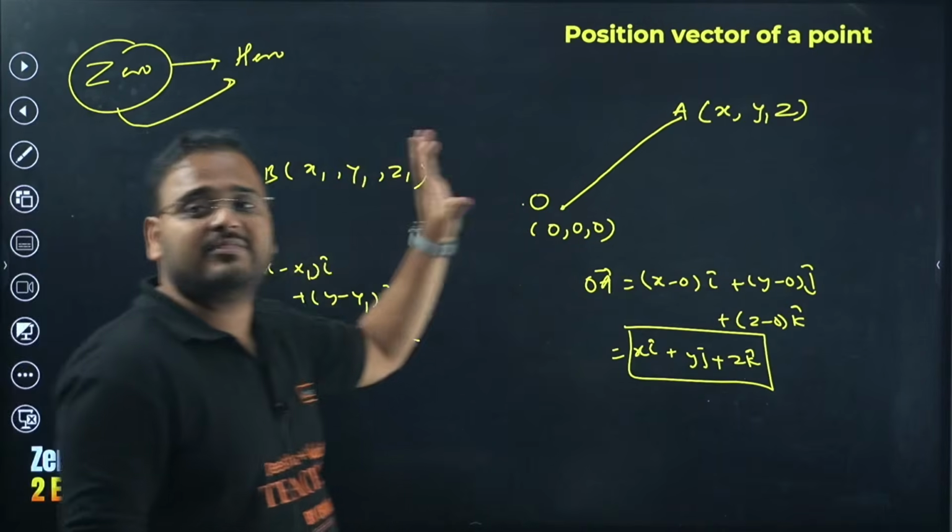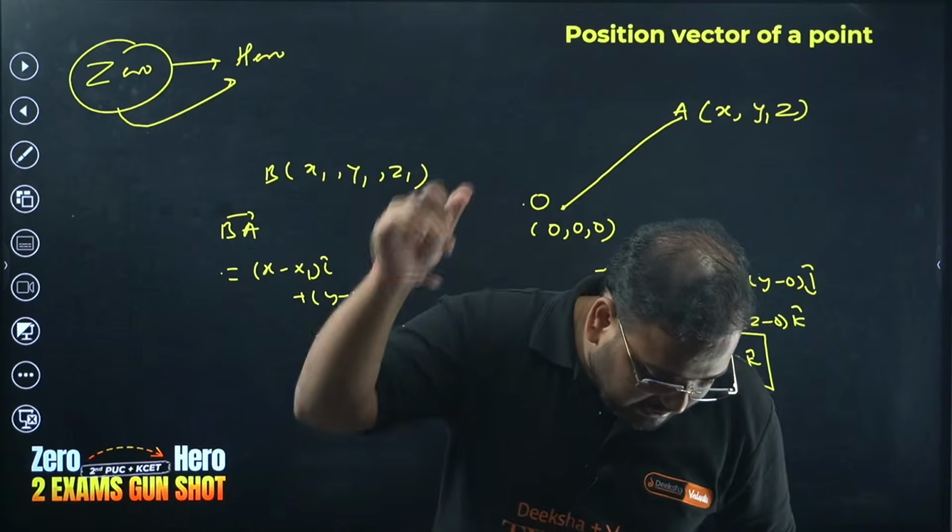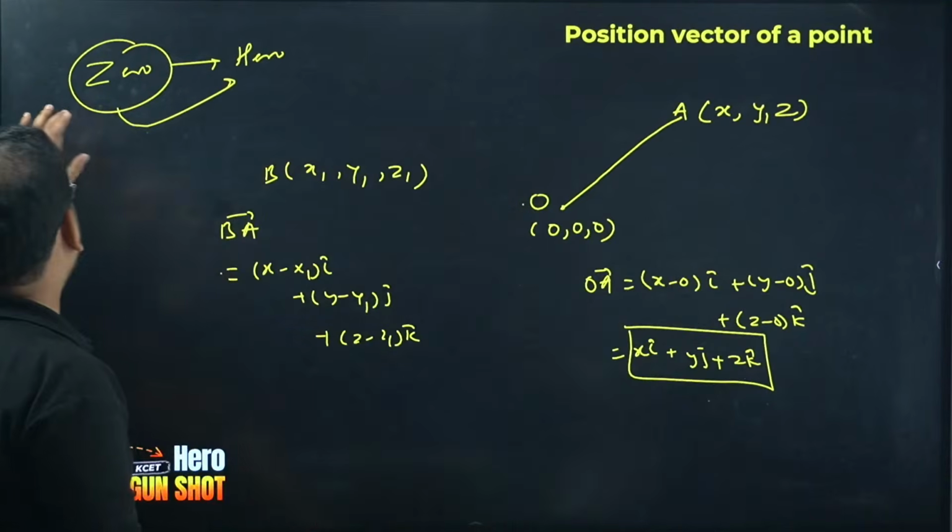So I hope everyone is clear with the position vector of the point. Anyone has doubt in this topic? If you have, let me know in the live chat. I'm going to continue now.